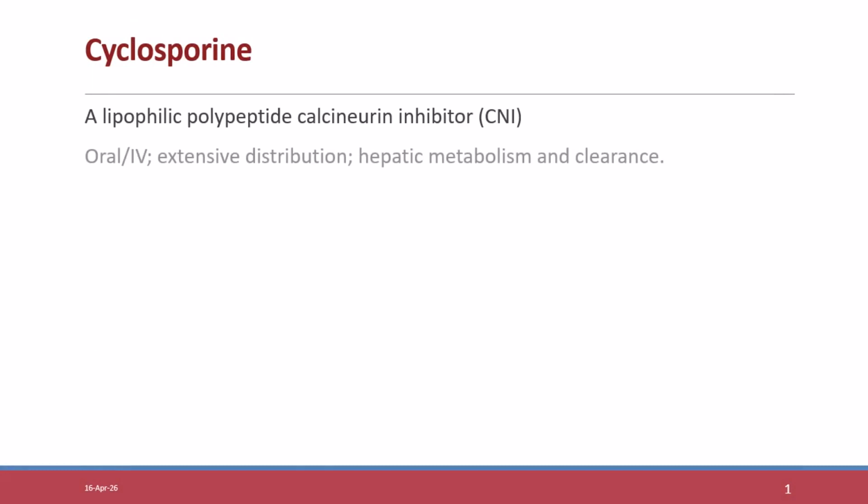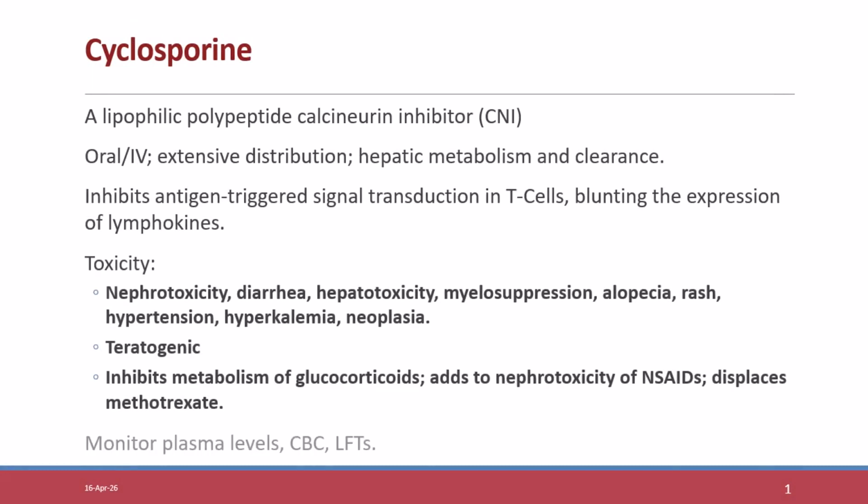Cyclosporin is a lipophilic polypeptide and another classic calcineurin inhibitor. Its mechanism is similar in overall effect to tacrolimus, but it binds to cyclophilin rather than FKBP, and this complex inhibits calcineurin, leading to reduced lymphokine production and diminished T-cell activation. Cyclosporin has had enormous historical importance in transplantation, but today it is often used as an alternative when tacrolimus is not tolerated. Its toxicity profile is particularly memorable because, in addition to nephrotoxicity, it commonly causes hypertension, hyperkalemia, and cosmetic effects such as hirsutism and gingival hyperplasia.